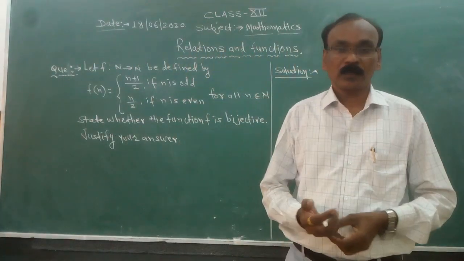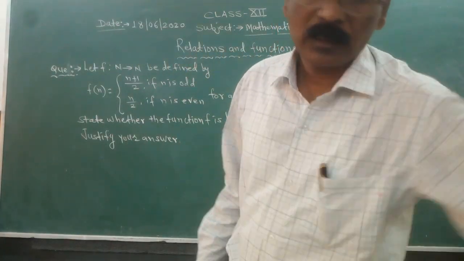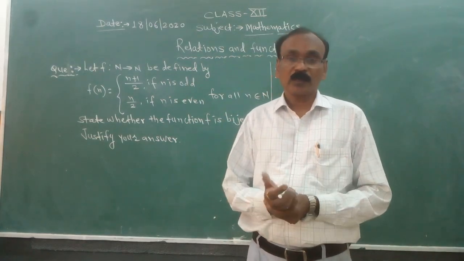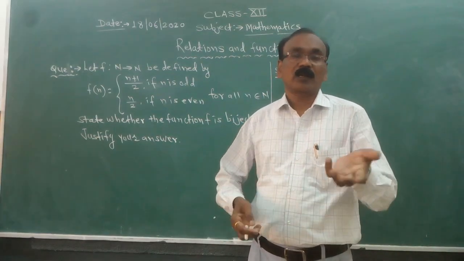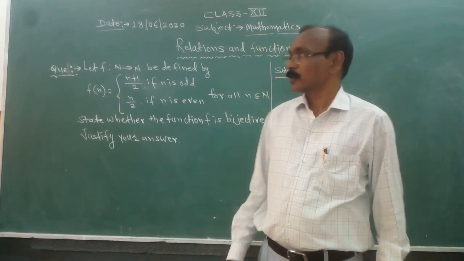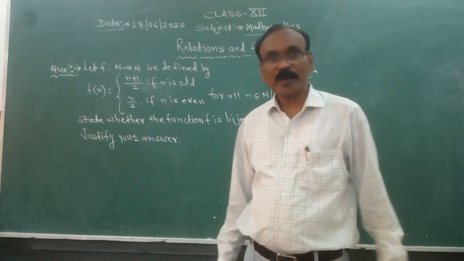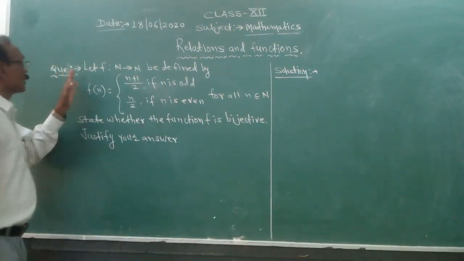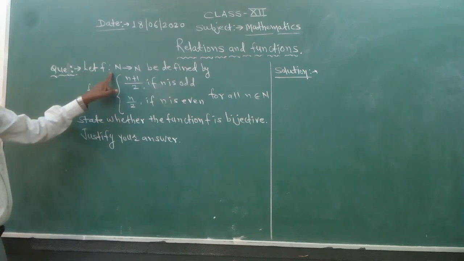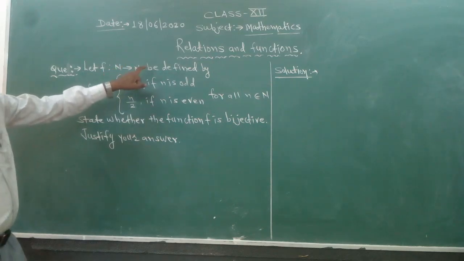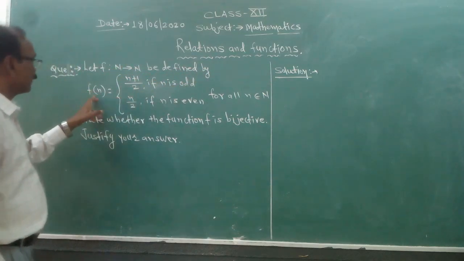Hello students. In the last session we had been discussing functions and examples. Today we shall see some more examples. Let f be a function from natural numbers to natural numbers. Two sets are given, natural numbers to natural numbers, defined by f of n.